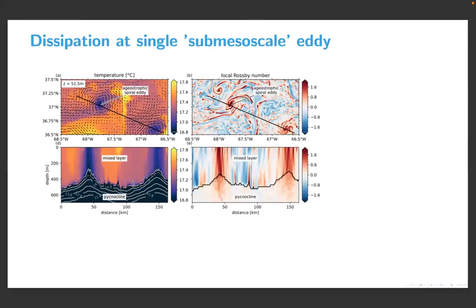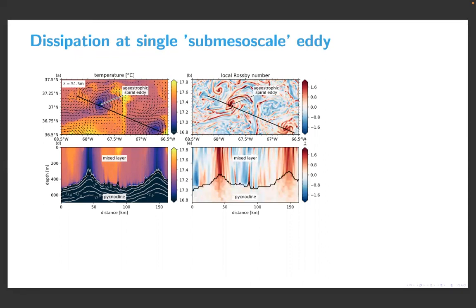Here is the Rossby number again. In the upper ocean, this is at 50 meters here, you see the spiral eddy, and you can see that the high Rossby numbers basically reach until the base of the mixed layer.